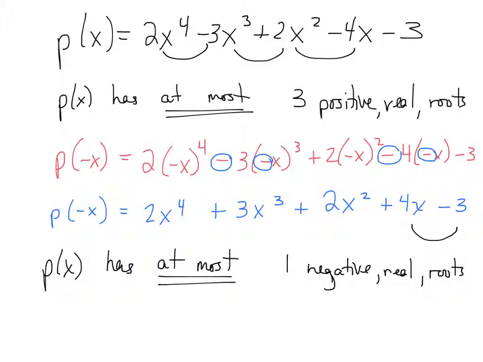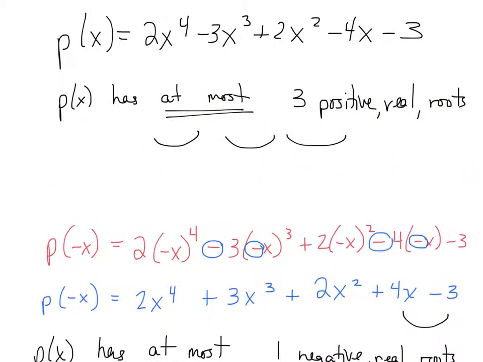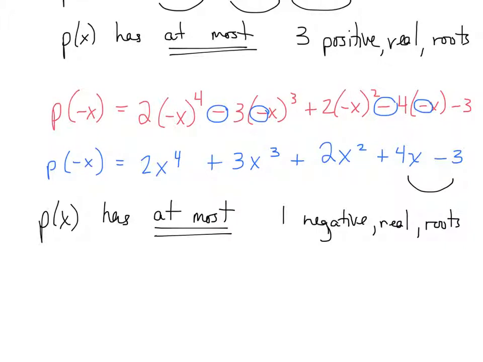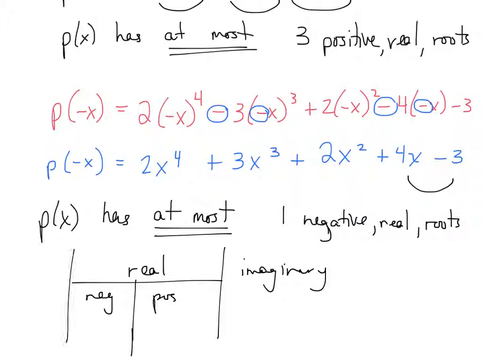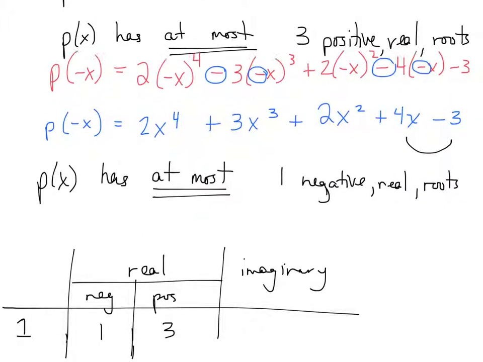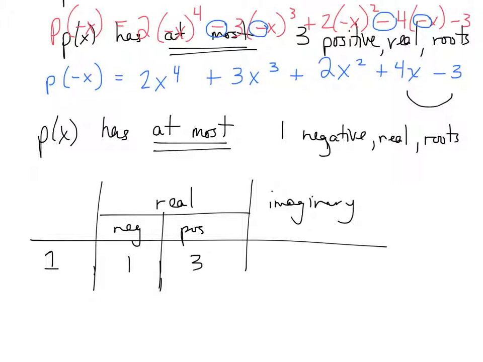So here are my options for this scenario. Let me just write it out to make a little more sense of this. Okay, I'm going to make a little table to show you what I'm talking about. So here are the possibilities. Let's go with real and imaginary. So case 1. Within the real case, we have negative and positive options. And then we have imaginary. So case 1. We could have 1 negative and 3 positive, totaling 4 roots, which makes sense. We could have 0 imaginary then.